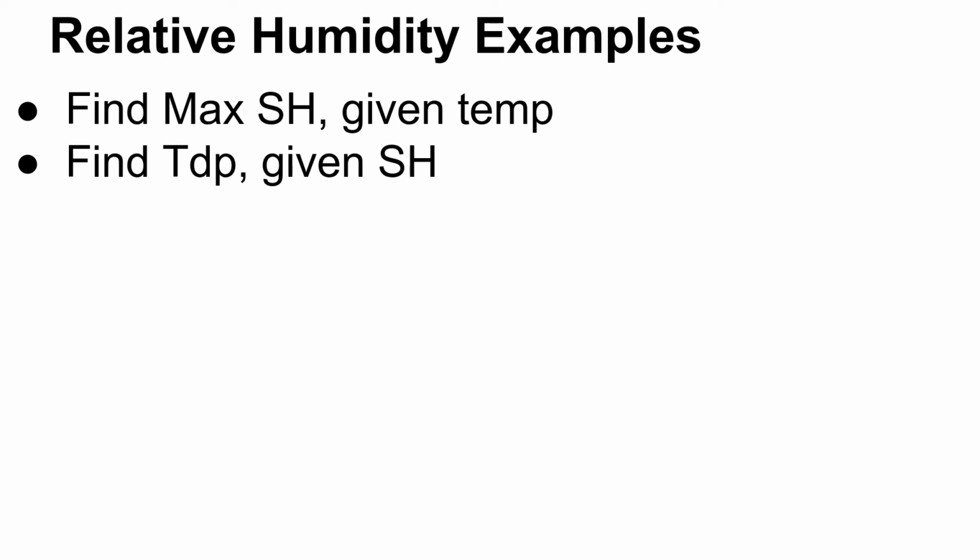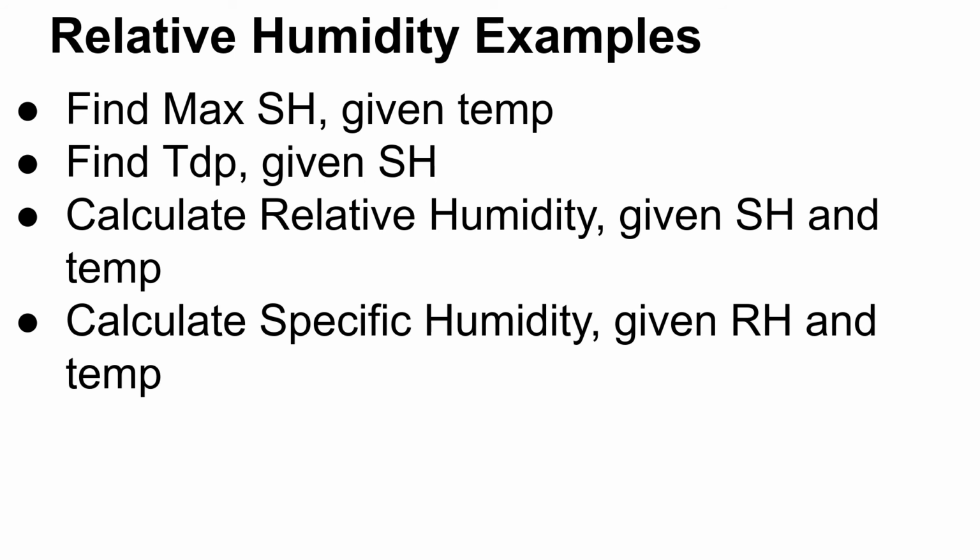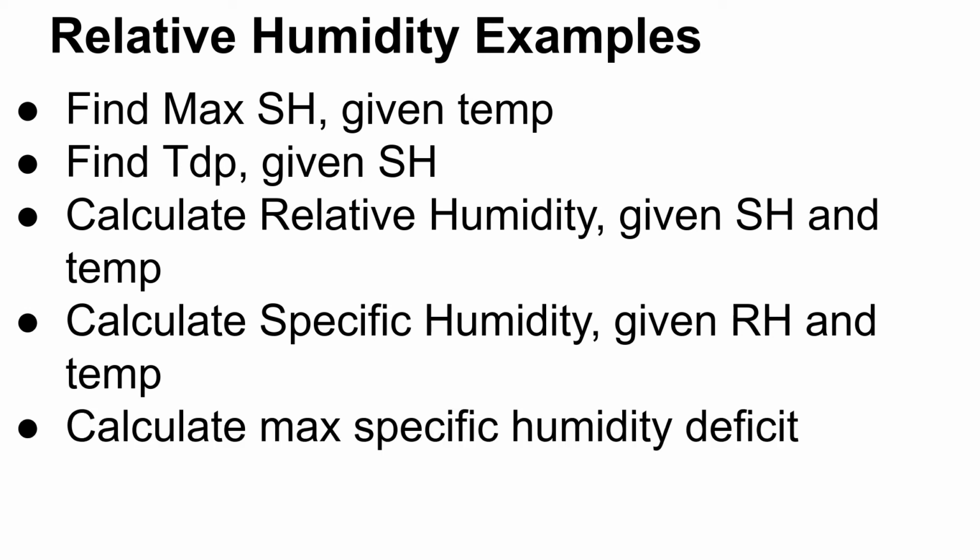If I give you the temperature, you can find the dew point temperature. If I tell you the specific humidity, you can find the dew point temperature. If I give you a temperature, you can tell me what the maximum specific humidity is. You should be able, at the end of this, to calculate relative humidity given specific humidity and a temperature. You should be able to calculate specific humidity, so how much you have, given the relative humidity and a temperature. And then finally, we're going to calculate the maximum specific humidity deficit, which is important in fire weather. We'll tackle that at the very end.